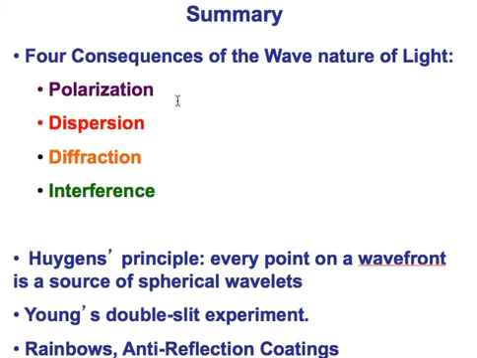And so to do this, we're going to invoke a principle known as Huygens principle, which suggests that every point on a wave front, which is waves spreading out from a source, is itself a source of little spherical wavelets. And if we have that picture in our mind, we'll be able to understand some of these other properties in more detail. Then we're going to look at a famous experiment in the history of science, Young's double slit experiment, and we'll come back and look at rainbows, and hopefully at some point we'll get to look at anti-reflection coatings that you might see on eyeglasses, camera lenses, microscopes, that sort of thing.